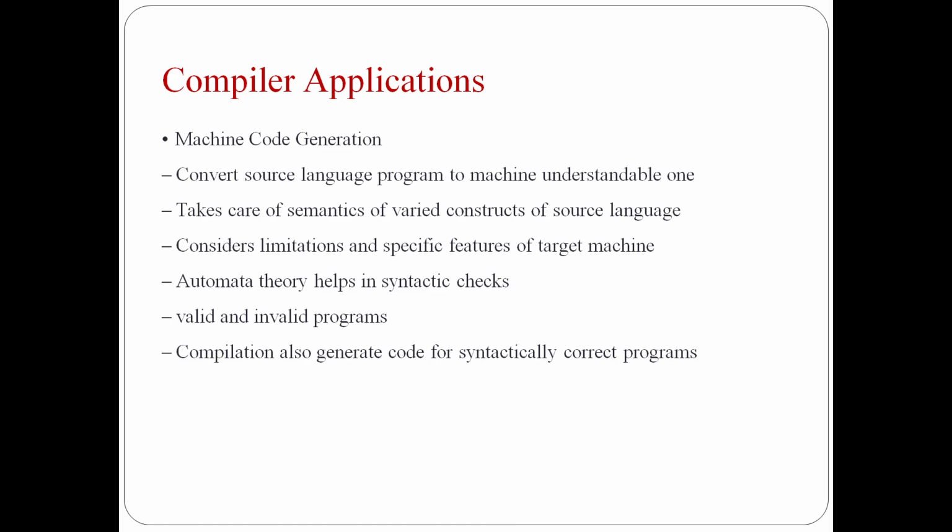Another application is that it takes care of the semantics of varied constructs of the source language, and whatever the limitations and specific features of the target machine are, those are also considered by the compiler. Automata theory in the compiler helps in syntactic checks. Whenever any syntactic error is there, it is found by the compiler. That is, invalid and valid programs are easily identified by the compiler. Compilation also generates code for syntactically correct programs. Whenever the compiler does the execution, only after correcting all the errors will it go for the execution. So it will generate code for syntactically correct programs.